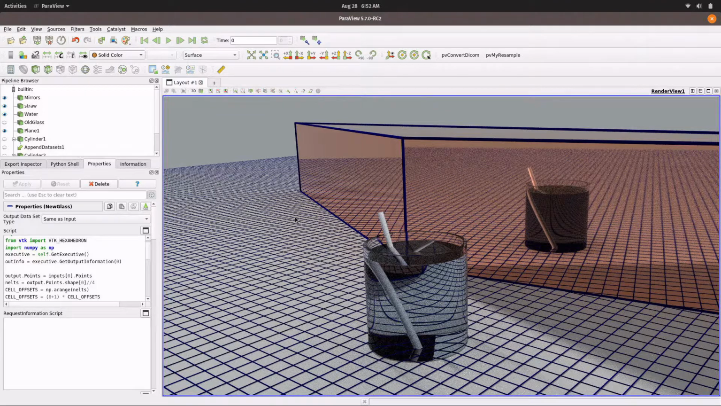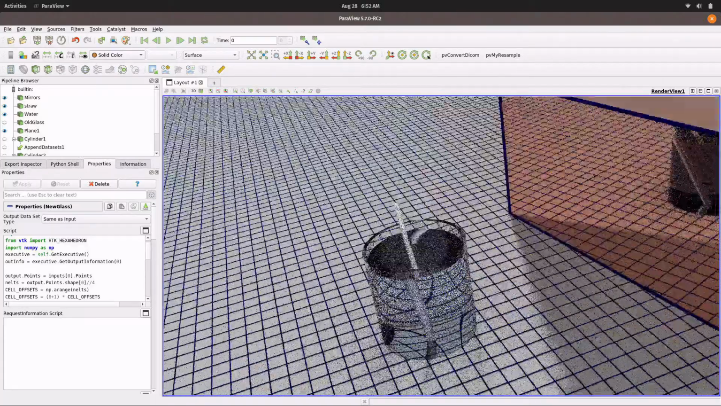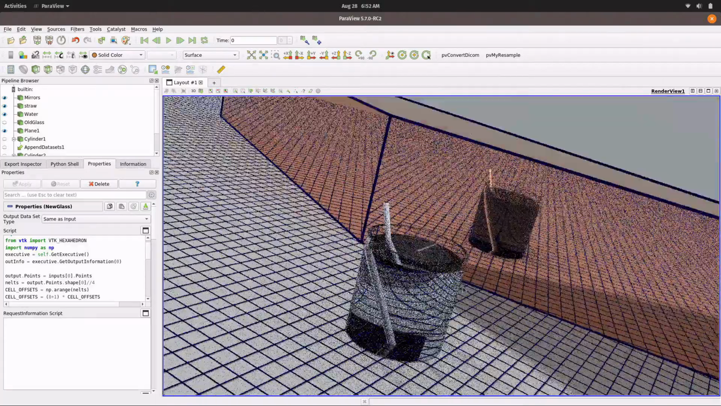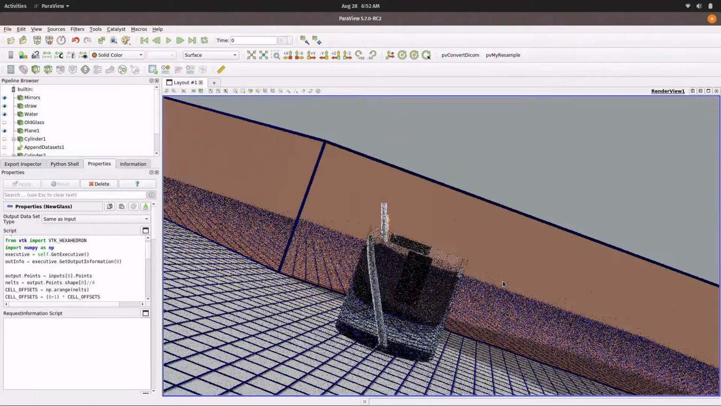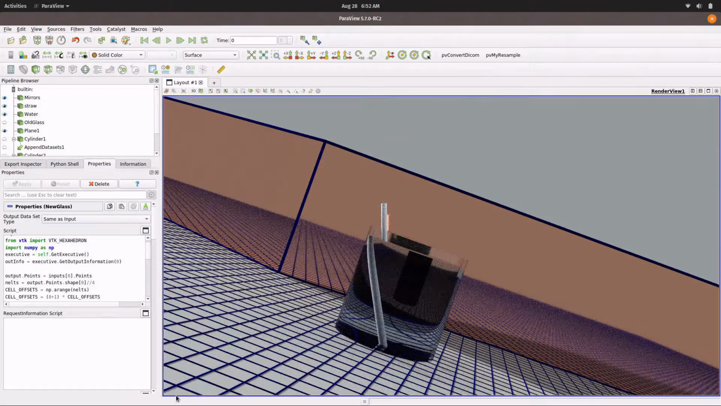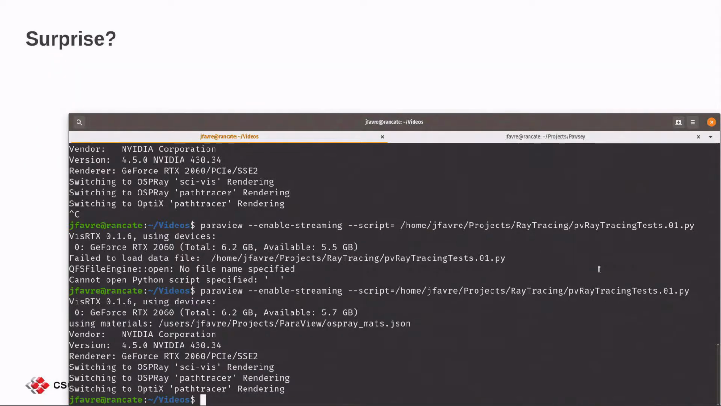So the picture I have on my slide can actually be done interactively, and as you see here, I'm able to move through my scene in an interactive fashion. This is pretty chaotic motion, but I have the full ray tracing support. Okay, I won't take any more risks with this.